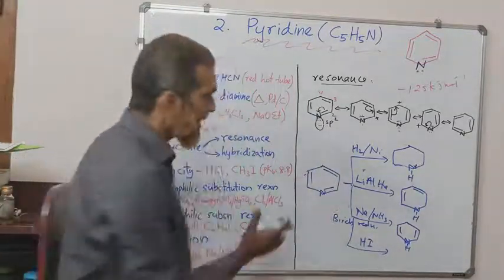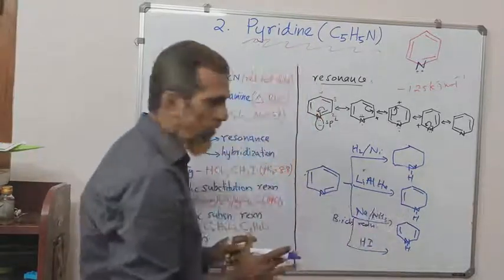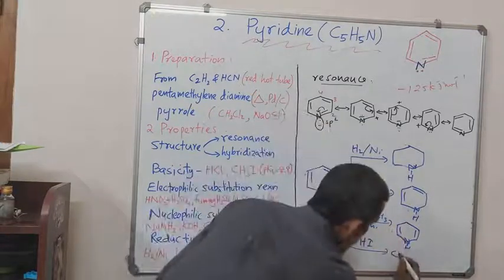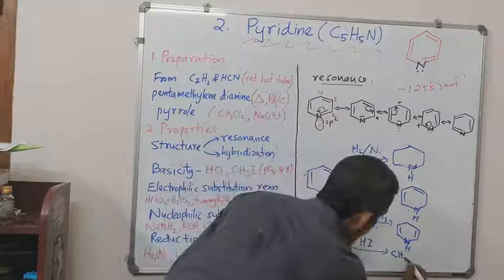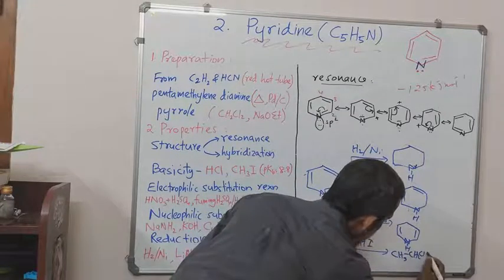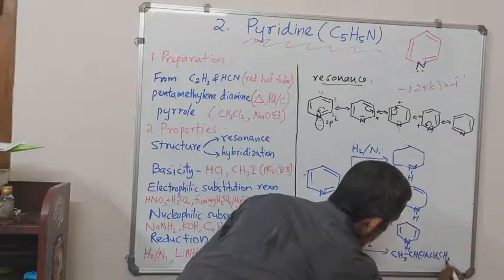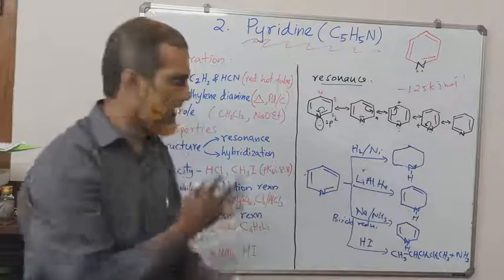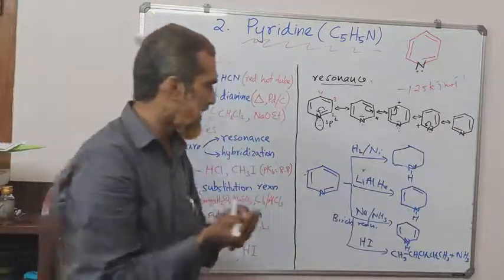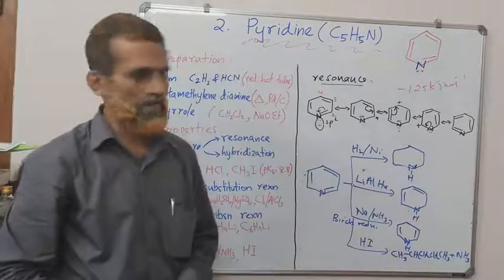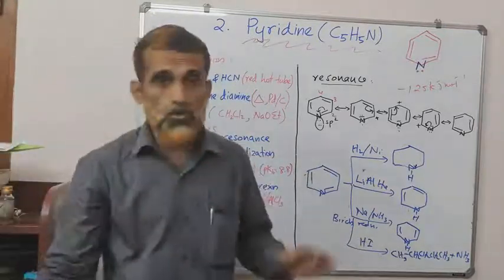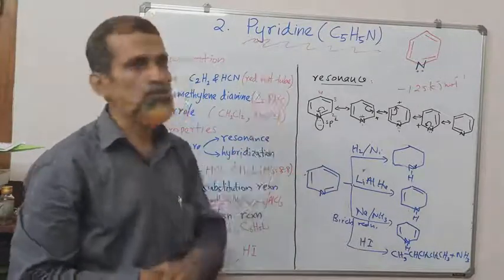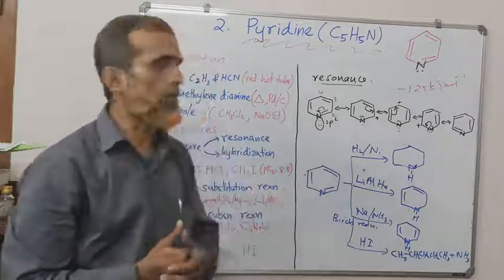Finally, if you are treating with HI, an exhaustive kind of reduction, the ring is opened and cleaved. What do you get? You get pentane, that is the 5-carbon aliphatic chain, CH3, CH2, CH2, CH2, CH3, and this N is separated as ammonia. So a total cleavage takes place, and the ring rupture takes place here. So these are various types of reduction. So it's a versatile chemistry of pyridine. With this we come to the end of the discussion of preparation and properties of pyridine. Thank you.